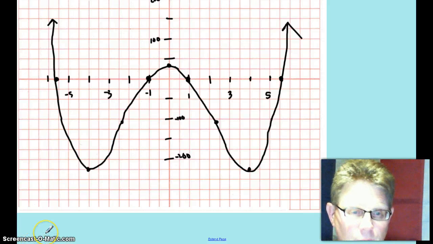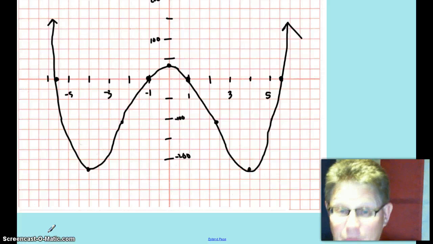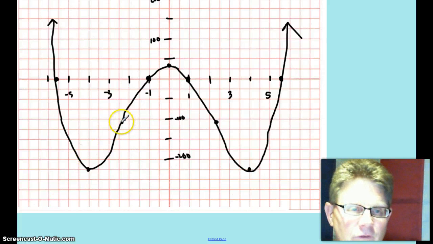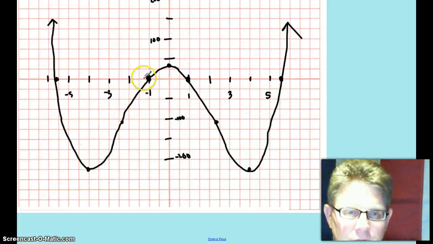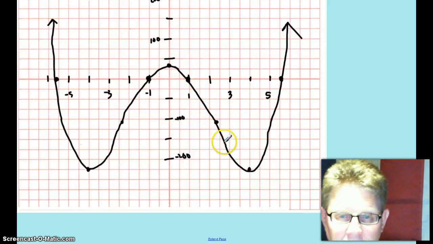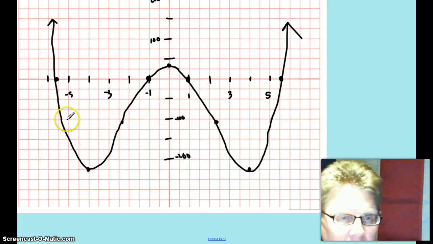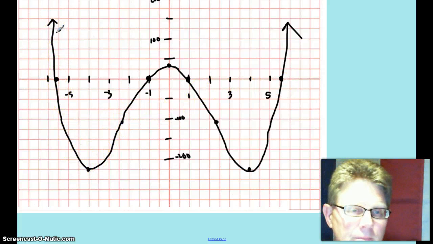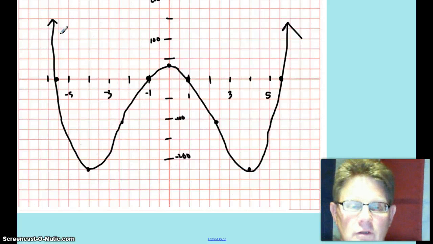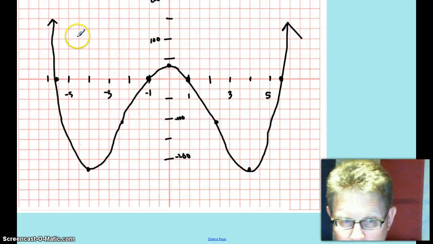There you go, like a SpongeBob episode. 3 hours later, I think I've got it pretty close. Notice that from this point of inflection, it's concave down to that point of inflection. And then for the rest of it, on both sides, it's concave up. And that is the first section on curve sketching.